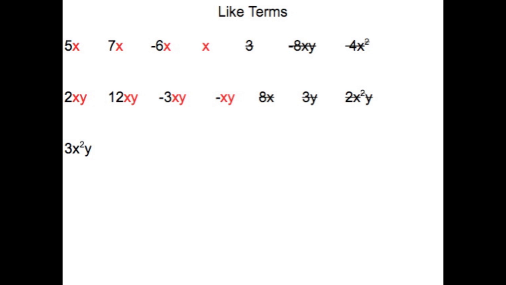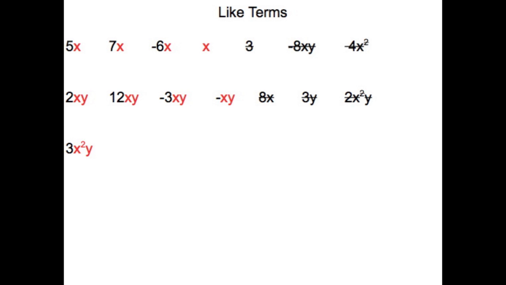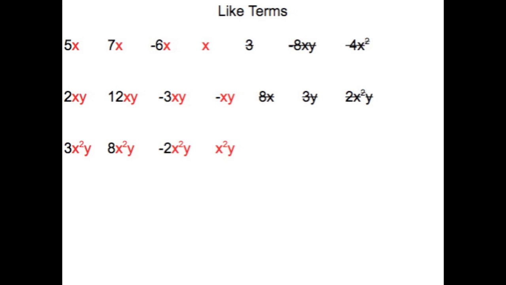Let's take a look at another example, 3x squared y. For terms to be like 3x squared y, they have to have the variable exponent combination x squared y. All of these terms, 8x squared y, negative 2x squared y, and x squared y would be like terms because they share the same variable exponent combination x squared y. 4xy, 2x squared, and 8x squared y squared would all be examples of terms that are not like the previous terms because they do not share the same variable exponent combination.